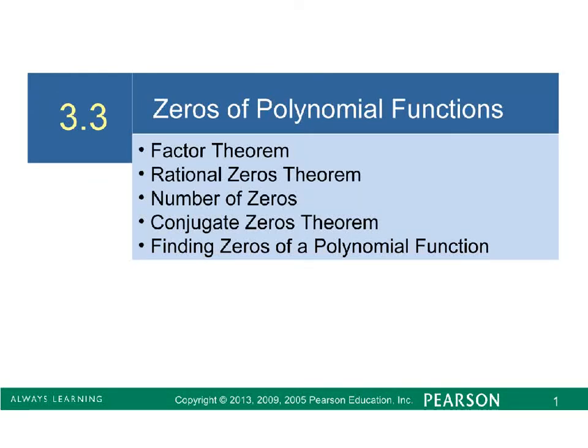Hi, College Algebra. What we're going to be doing today is section 3.3, zeros of polynomial functions. And what we're going to be looking at is this list that I have right here of 5 things. And all 5 of these things rely heavily on what we learned in the previous section that has to do with synthetic division. So let's go ahead and get started.